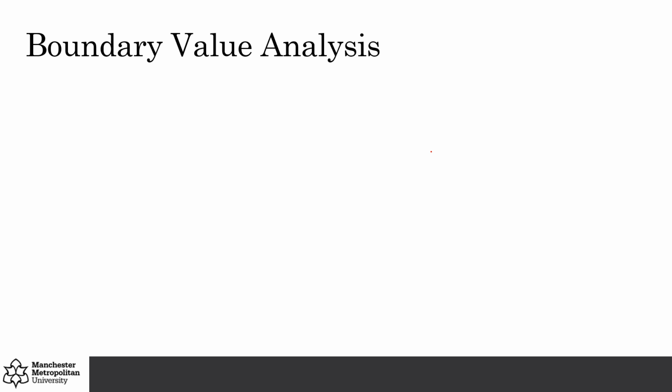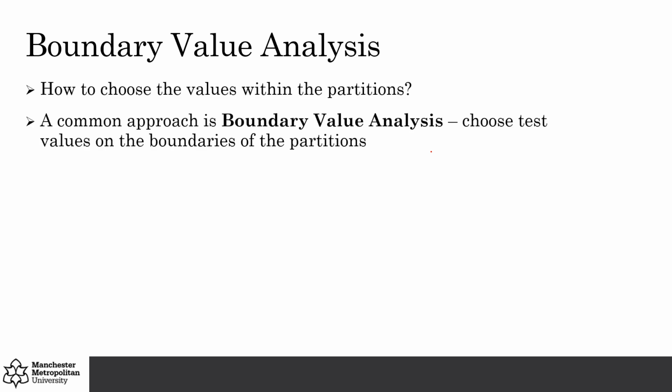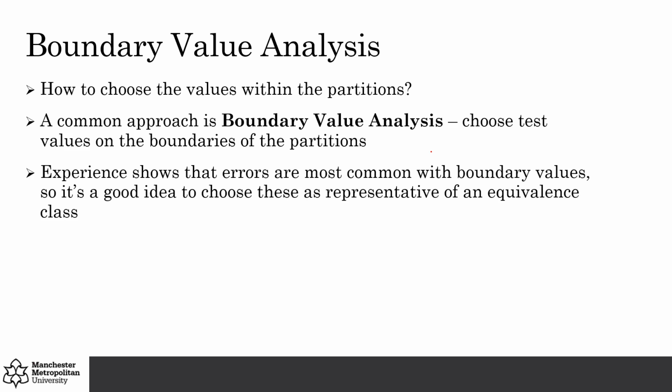Now, how do we choose the values for these partitions? How do we actually decide what is a sensible value? So a common approach is to use what's known as boundary value analysis, which is where we choose the test values based on the boundaries of those partitions. So if that doesn't make sense, usually when we have code which is testing things at a boundary, it makes sense to choose values which are representative of an equivalence class.